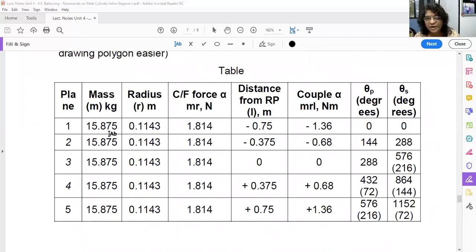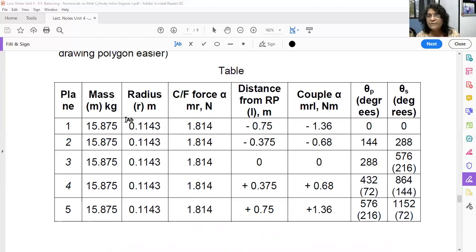Same, that is 15.875. What is the radius of crank for all 5 cylinders? 0.1143 meter. Then what is the centrifugal force? This into this column. We have not taken omega square because that is common. Even this is also common, but we can write 1 1 1 1 1 here also, because all are same. You can write any figure here.